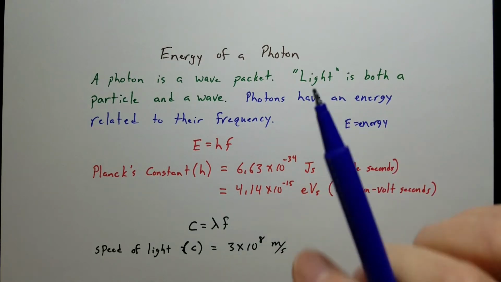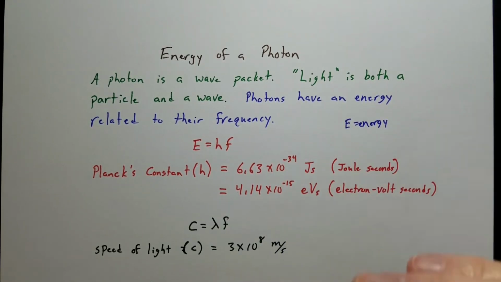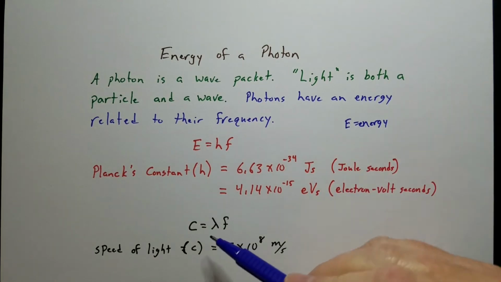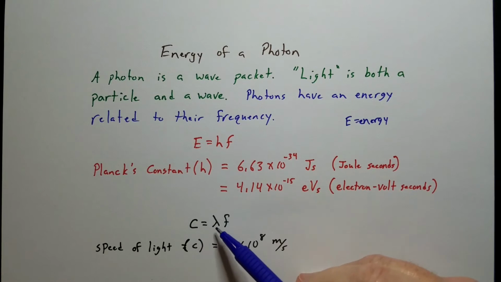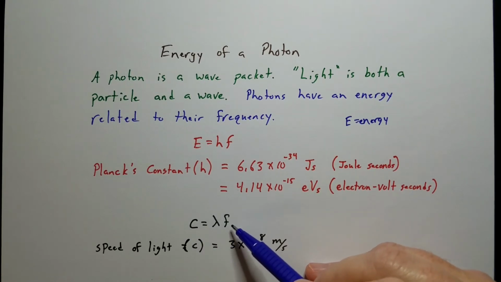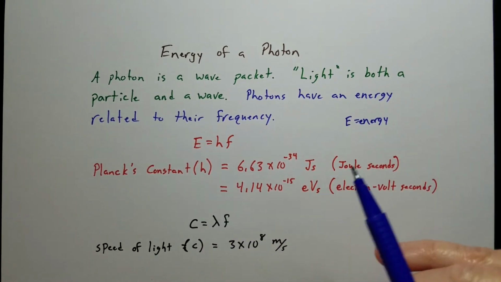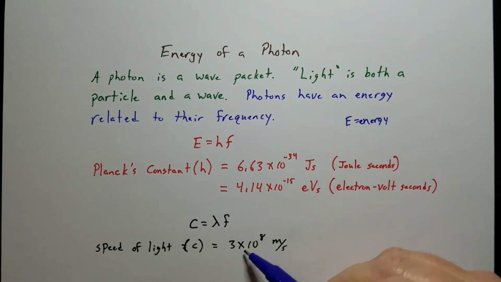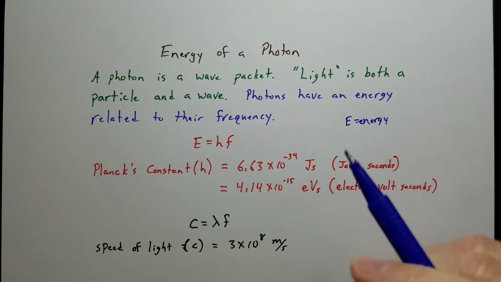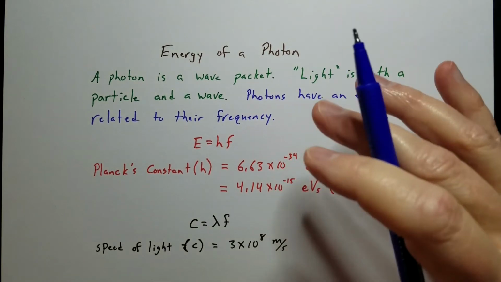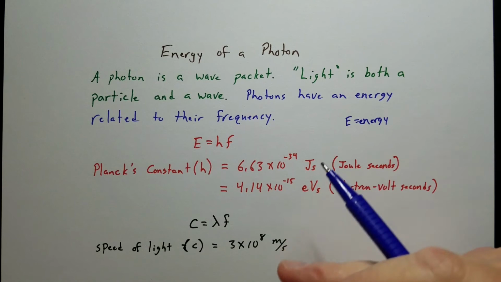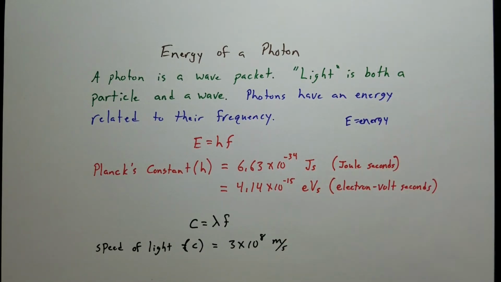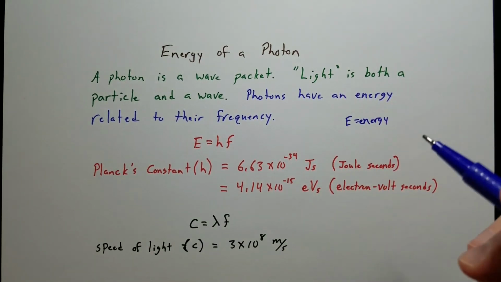Now, along with that, since we're talking about light as a wave, we also have that the speed of light, c, is equal to wavelength times frequency, just like those regular wave problems. And the speed of light is 3 times 10 to the 8th meters per second. So we can combine these equations to figure out the energy of a photon, or if we know the energy, to figure out the frequency or the wavelength of that photon. And that's what we're going to look at next.